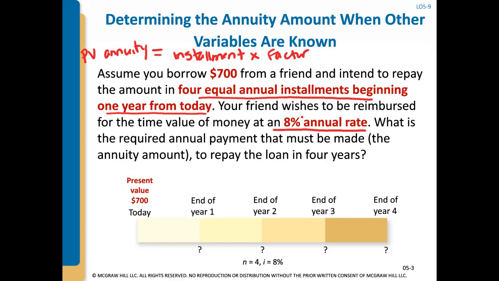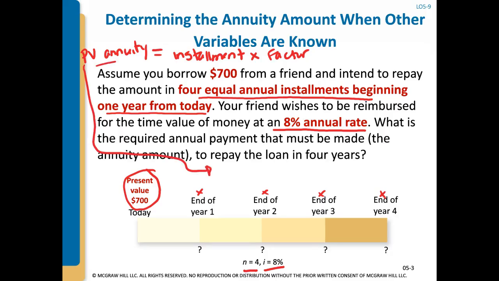So our facts are that I'm going to borrow $700 from my friend today. I'm going to repay my friend over the next 4 years, starting at the end of the first year, so my number of periods is 4. I'm going to be paying 8%, but what amount am I going to be paying my friend each of those 4 years? So remember this formula right here.